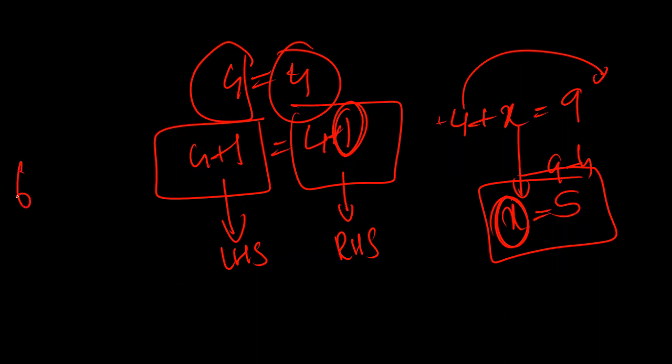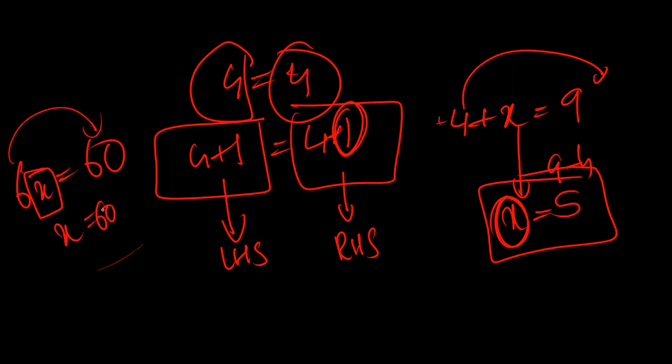Similarly, if I have 6x equal to 60, then I will isolate x, but because this is multiplication, when it goes to the other side, it becomes division, and 6 is what I'm going to push to the other side. So x is 60 divided by 6, which is 10. Sorry, this is 10. When we're dividing, it will be multiplication on the other side.